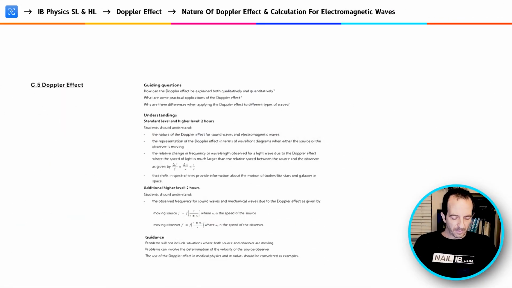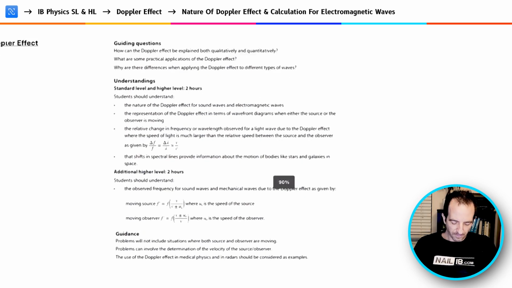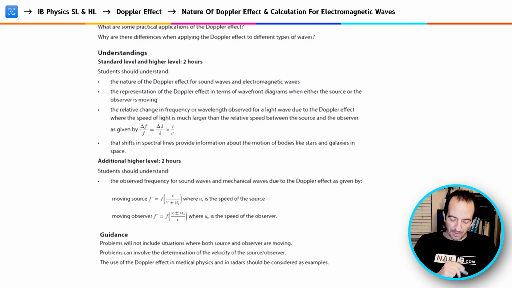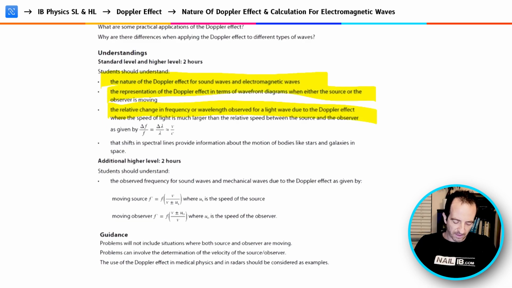Welcome to a new subtheme, C5 Doppler Effect, Part 1. Here we'll get started with some of the theory, the fundamentals of the Doppler effect, and also get into some calculations with respect to electromagnetic waves. As you see, the subtheme is a fairly short one, not that many standards. Hopefully we can get through it in a few videos. In this video, I hope to get through a few of the first standards.